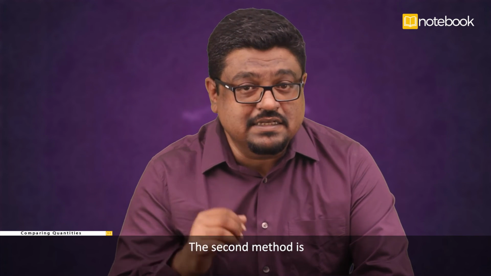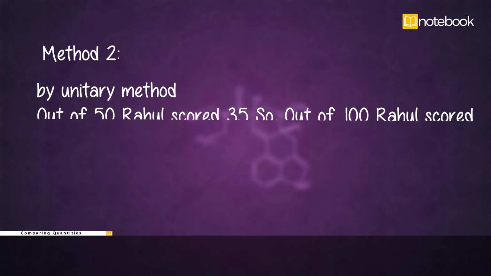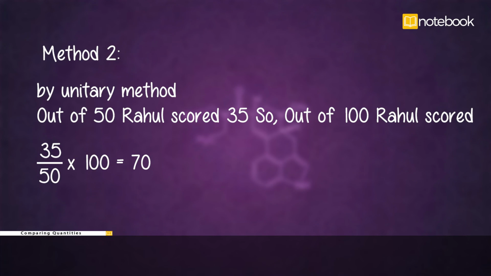The second method is Method 2, the unitary method. Out of 50, Rahul scored 35. So out of 100, Rahul scored 35 by 50 into 100, which is equal to 70.